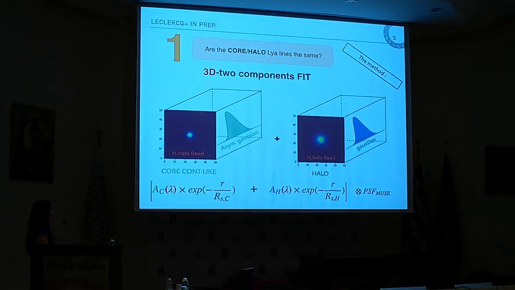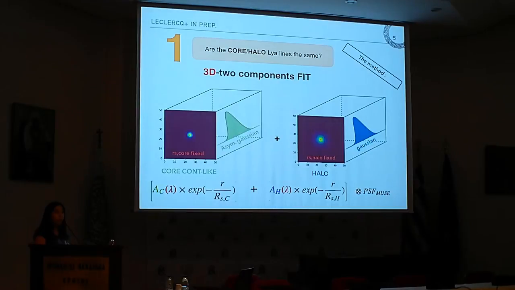So let's say that the intensity now varies with the wavelength. The core component is described by an asymmetric Gaussian, because we see that most of the Lyman alpha lines in our sample are single-peaked, asymmetric lines. The halo component, where the intensity also varies with wavelength, is described by a Gaussian. Everything is also convolved by the MUSE PSF.